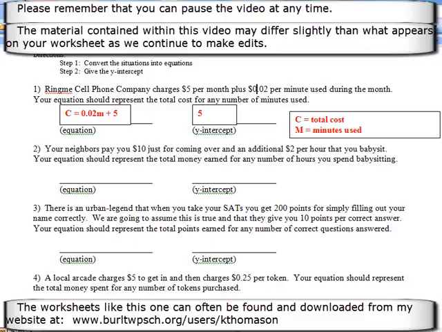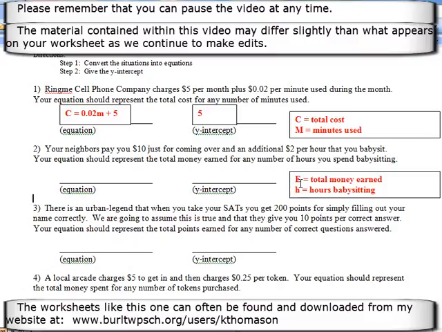hour that you babysit. Your equation should represent the total money earned for any number of hours you spend babysitting. So we're going to let E stand for total money earned and H stand for the hours you spend babysitting. So in order to find out how much money you'll earn, you're going to get paid $2 per hour. So we don't know how many hours you're going to work. Plus they're giving you $10 just for coming over.